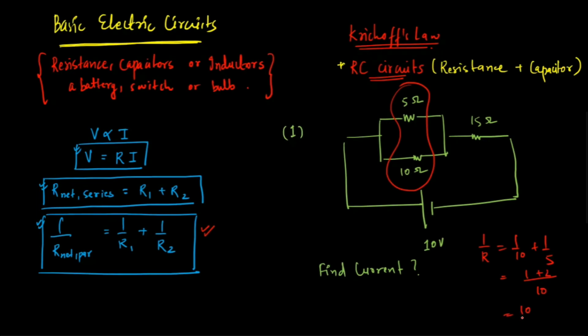So it is coming out to be 10 over 3. This is going to be the value of resistance. Now, this 10 over 3 resistance is in parallel with this. This resistance, 10 over 3, is in series with 15 ohms. So now you can simply add them.